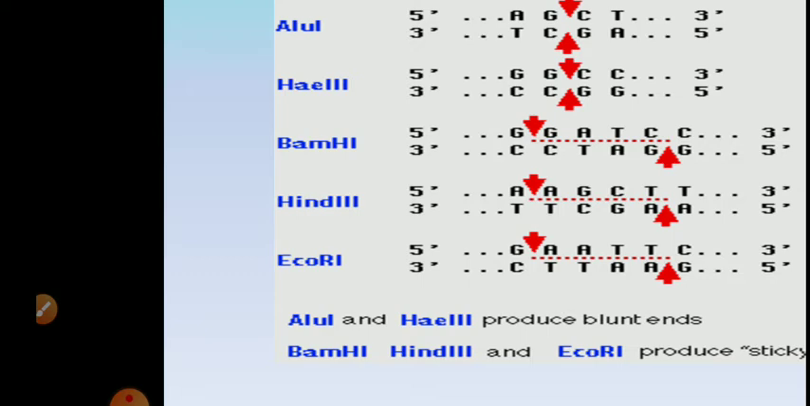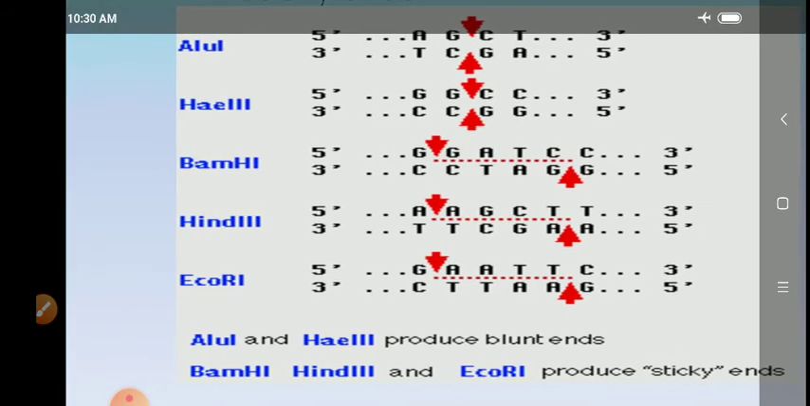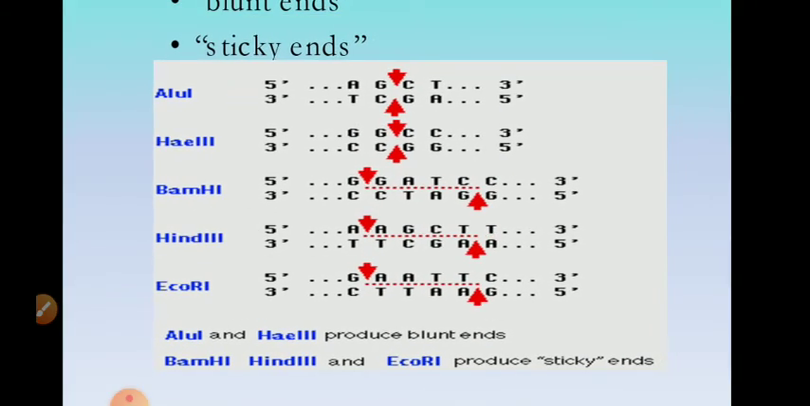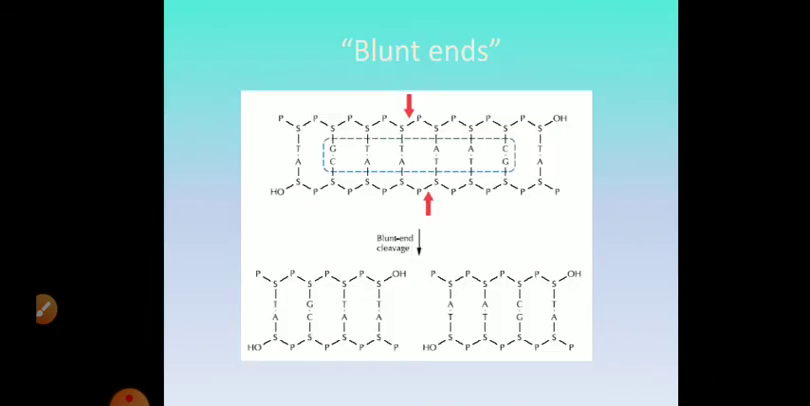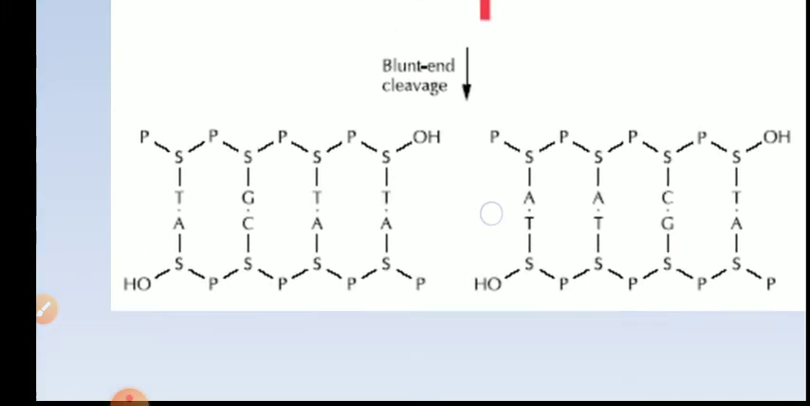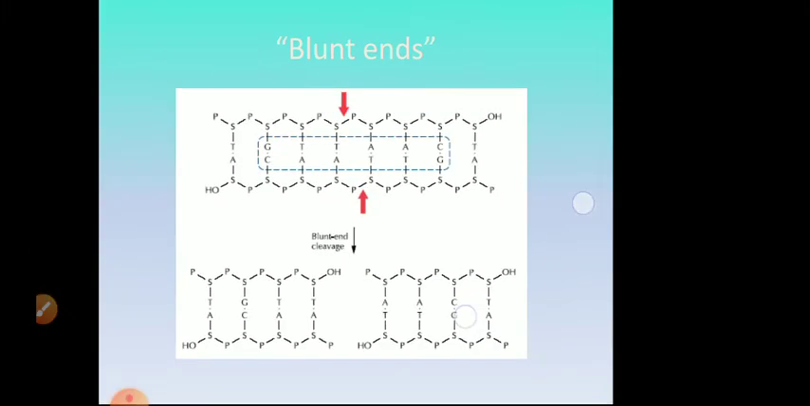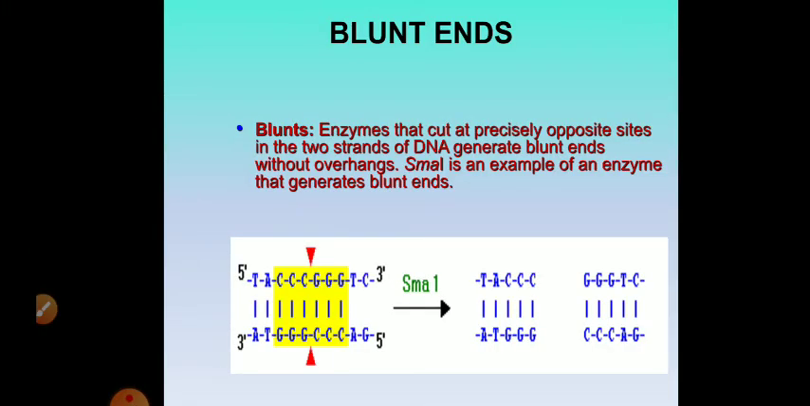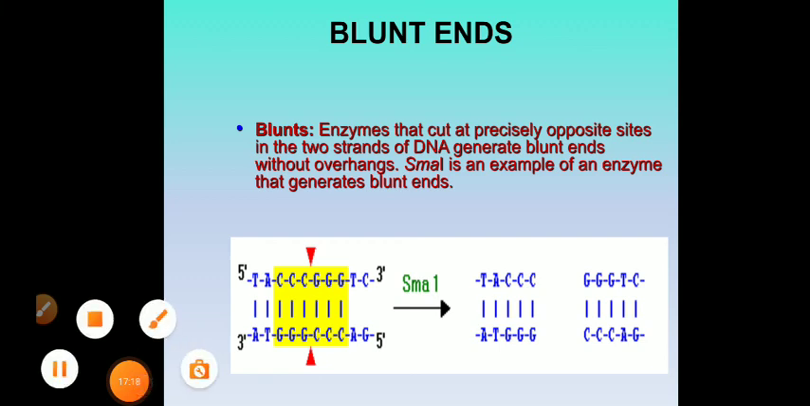If you look at the first enzyme and the second enzyme, Haemophilus aegyptius III, they produce blunt-ended DNA. The rest of the 3 enzymes produce sticky-ended DNA. So this we are going to discuss in the next lecture. These are the blunt ends, where both the DNA strands have the same length, and sometimes sticky-ended DNA is produced. That we are going to discuss in the next lecture.